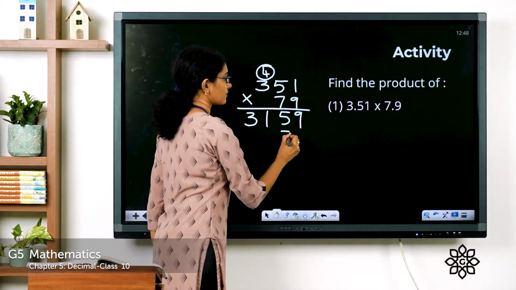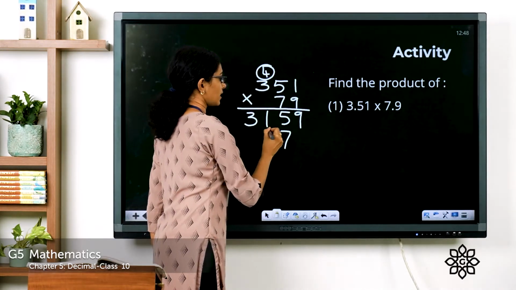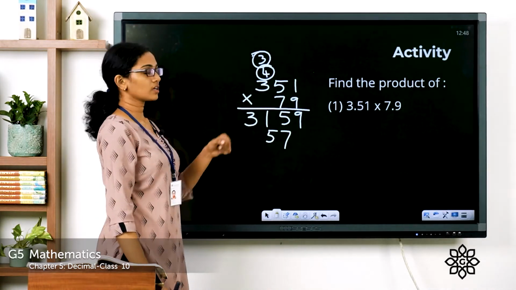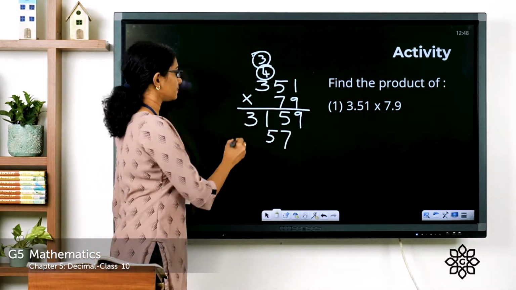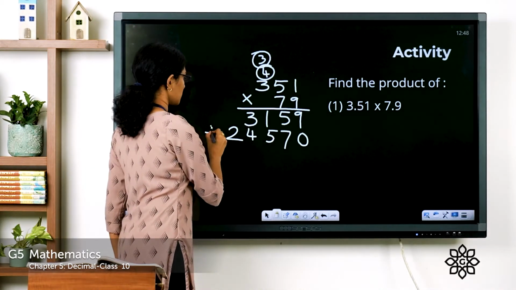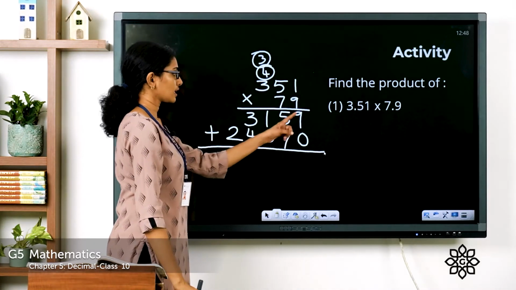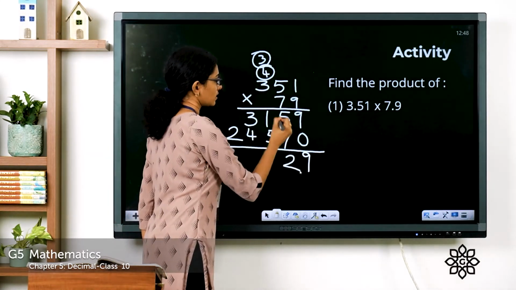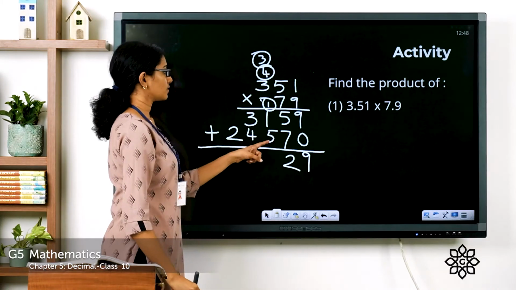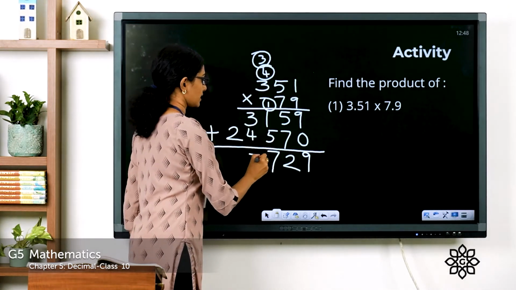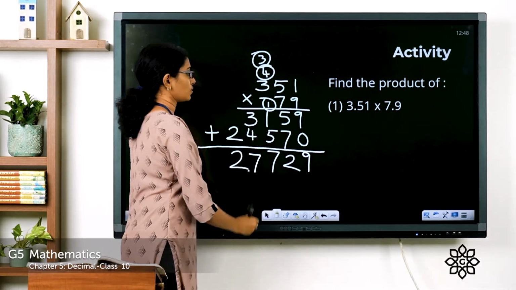Then the next digit. 7 into 1, 7. 7 into 5, 35. 5 here. 3 carried over to next place. 7 into 3, 21. Plus 3, 24. Inserting 0 to correct the columns. Adding the products, we get 9 plus 0, 9, 7 plus 5, 12, carry over to the next place, 5 plus 1, 6, plus 1, 7, 3 plus 4, 7, then this 2.